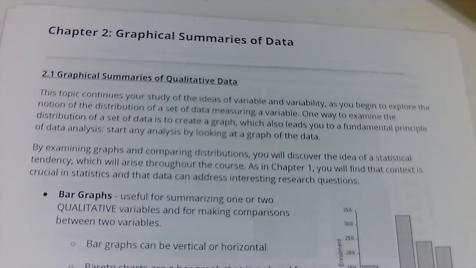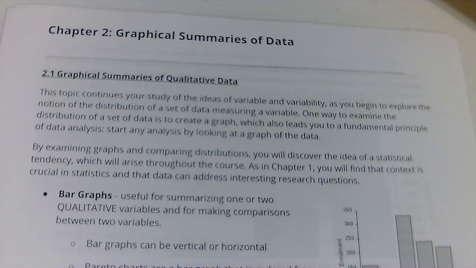In this chapter, we're looking at the ways we can represent data graphically. So 2.1, we're starting off with looking at qualitative data, in other words, categorical data. When we don't have numerical categories, it's more of colors or that type of categorical settings. So we mainly have counts of those categories.